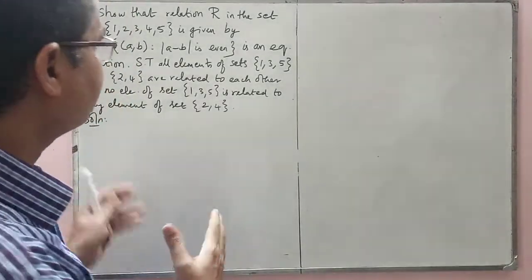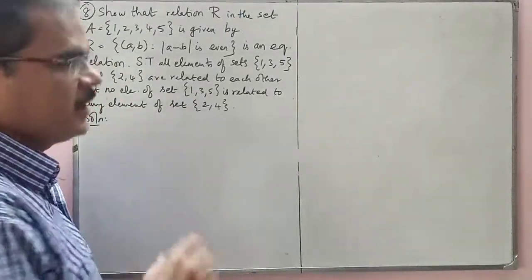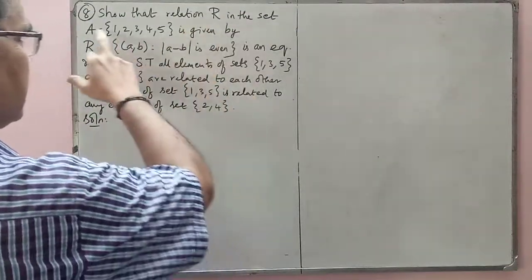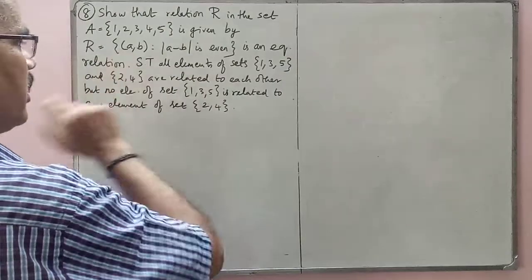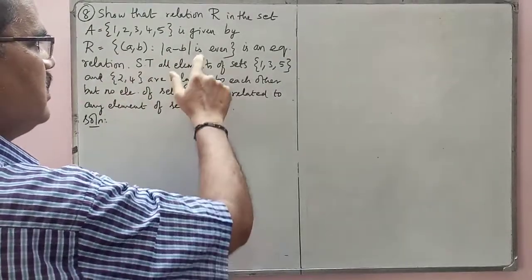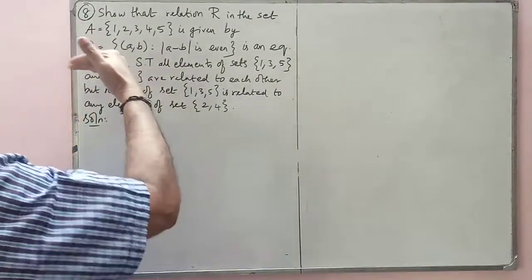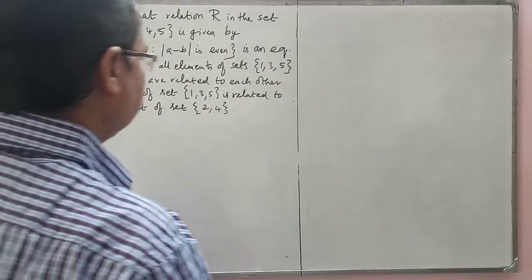We are going to discuss exercise 1.1, relations and functions chapter, question number 8. The question says: show that the relation R in the set A = {1, 2, 3, 4, 5} given by R = {(a, b): |a − b| is even} is an equivalence relation. Okay, now we'll see the first part of that question and then we'll go for this. The question seems to be longer, but it's a very simple question.